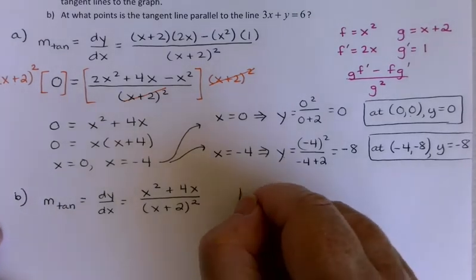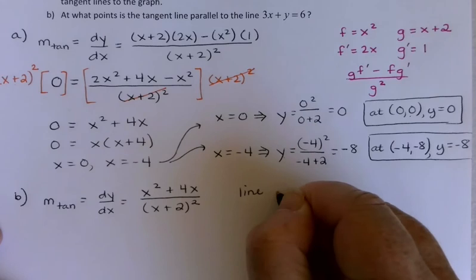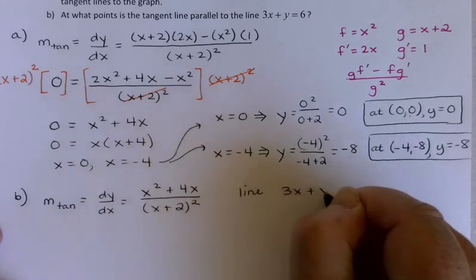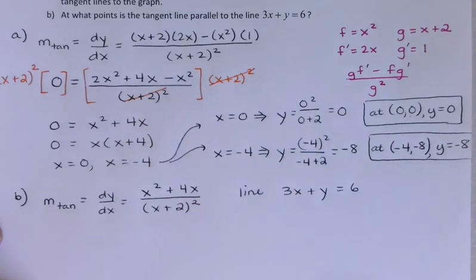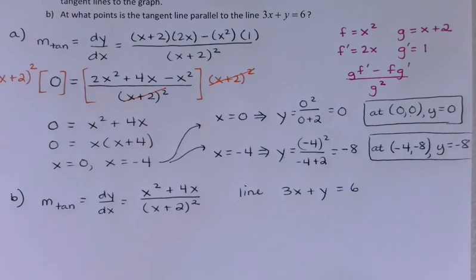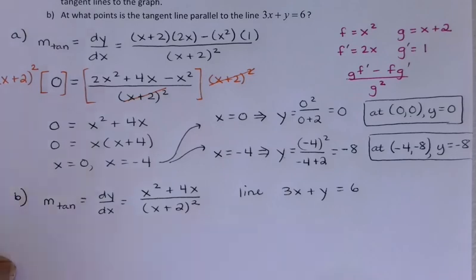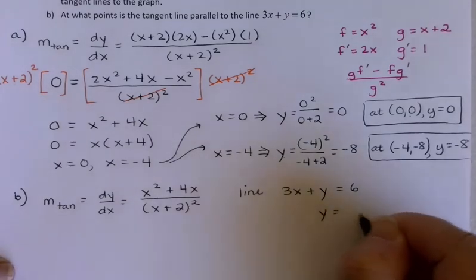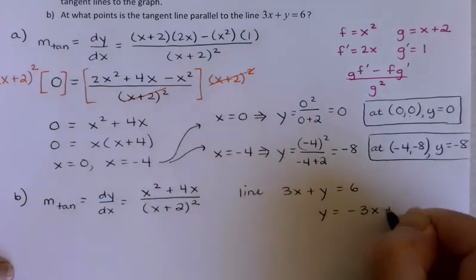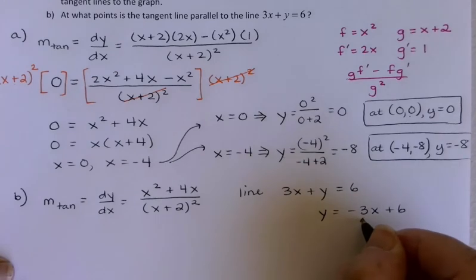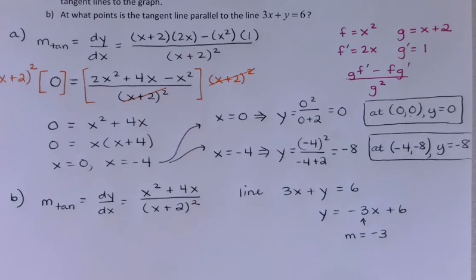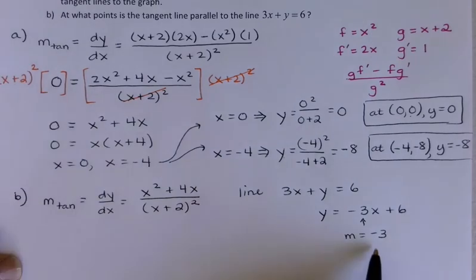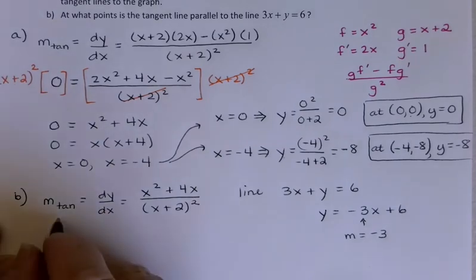And let's see. I want this parallel to the line 3x plus y equals 6. So if two lines are parallel, I know that they would have the same slope. So I need to find the slope of that line, which of course I can do just by solving for y. So slope is negative 3. This parallel line will have to have that same slope. So I want the slope of the tangent line to be negative 3.